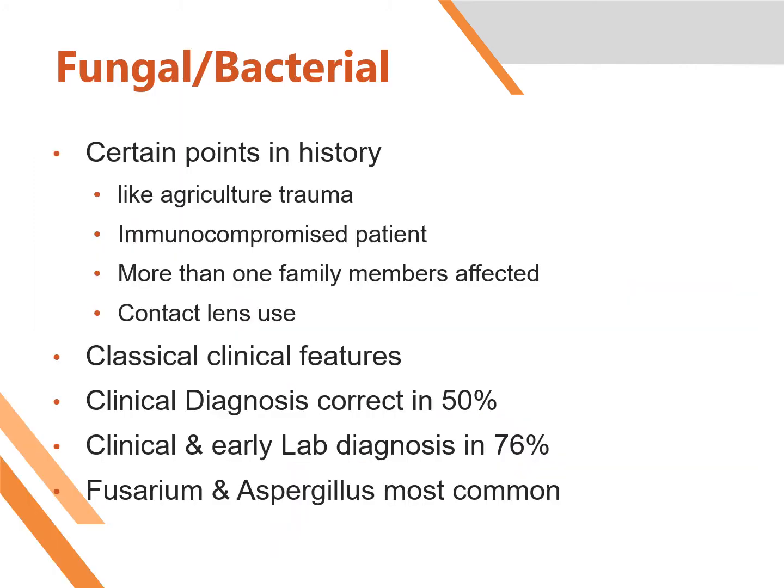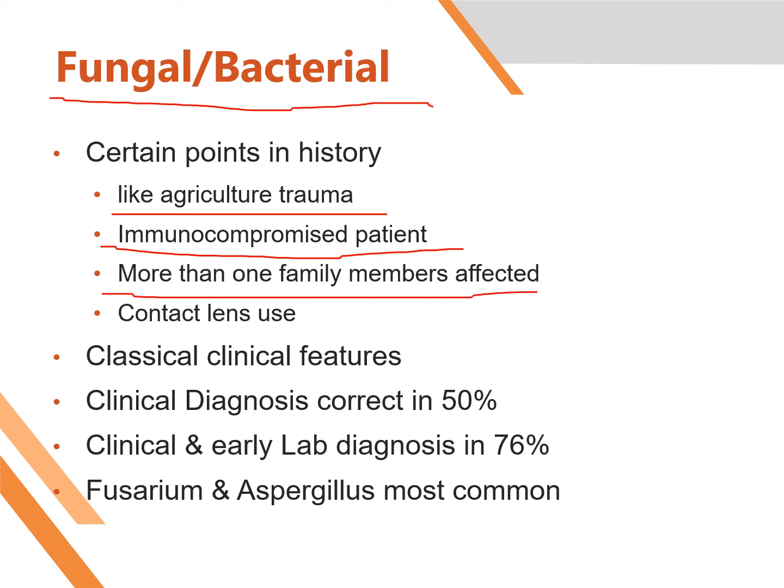There are certain points in the history which can point out whether the ulcer can be bacterial or fungal. Agriculture trauma points out towards fungal keratitis. Immunocompromised patients have fungal keratitis. If more than one family member is affected, that points out towards bacterial keratitis, and contact lens use points out towards acanthamoeba keratitis.